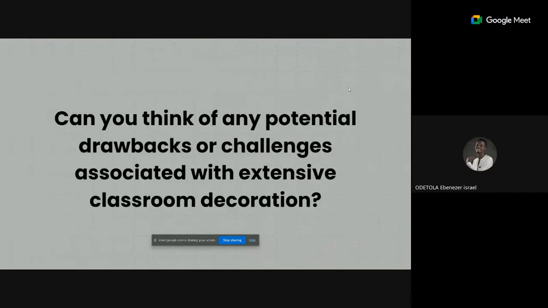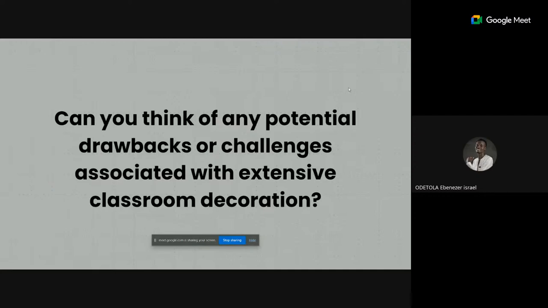I would like us to be asking ourselves some of these questions. Can you think about any potential drawbacks or challenges associated with extensive classroom decoration? I know a lot of us feel the classroom environment, especially in secondary school, should not be decorated. This is a place for this, this is a place for that.